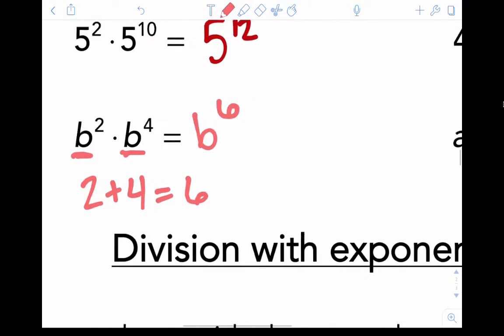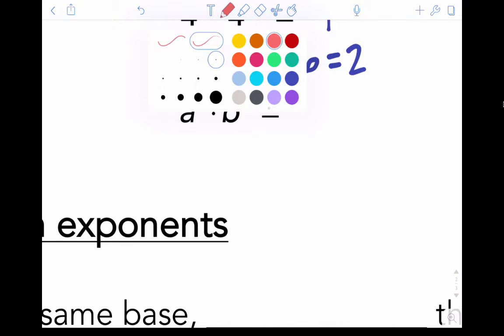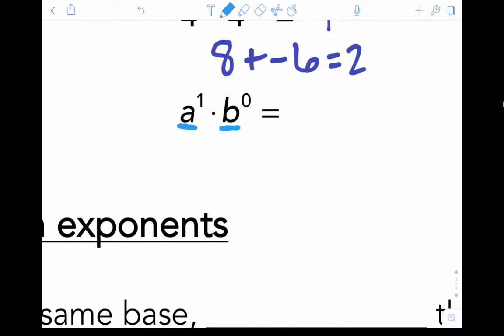Now this next problem, I have a to the first times b to the 0. Well, a and b are not the same base, so I cannot combine those. And typically I would just leave this alone, but I can actually simplify this a little bit. A to the first, well, I can just write that as a. And then b to the 0 power, well, anything to the 0 is 1. So that's 1. And then I know that a times 1 is a. So that actually just simplifies down to a.